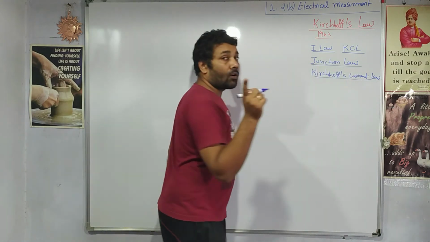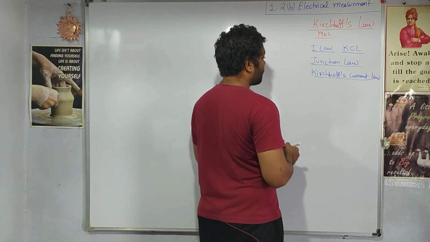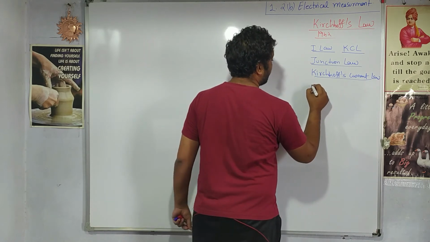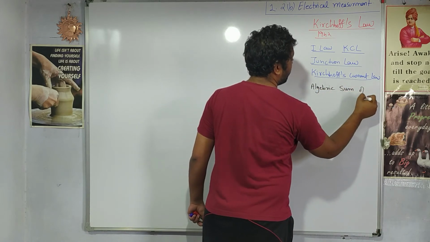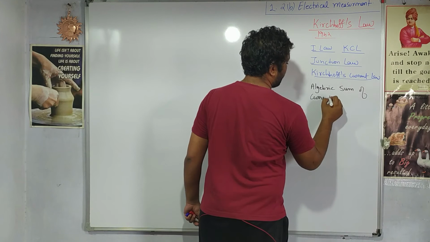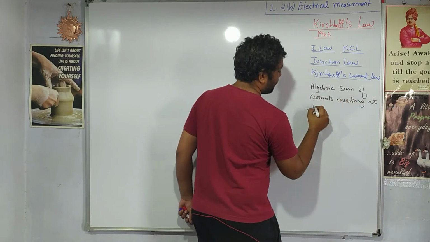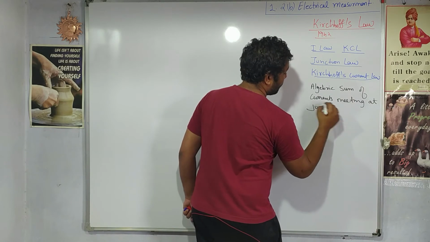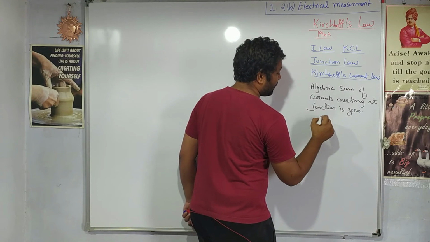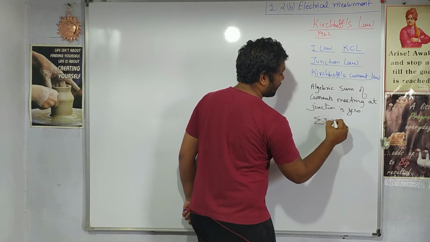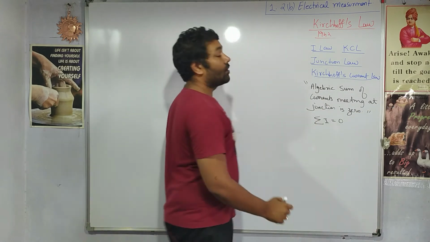So what does this law state? First we'll write down that law. This law states that the algebraic sum of currents meeting at a junction is 0. If we write down its mathematical format, it can be written this way: algebraic sum of the current is 0. So this is the statement of Kirchhoff's law.